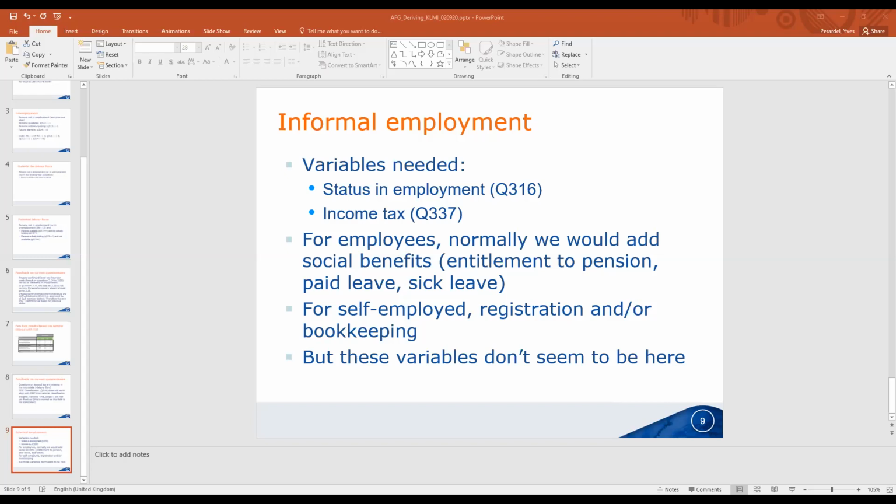So these are good news, and you have also enough information to have employment, unemployment, potential labor force. So all the key indicators can be measured. The only one where it's a bit more tricky would be really informality, given that there is only the employment status. There is only this question, do you pay tax from your income? That could be used as a proxy here.